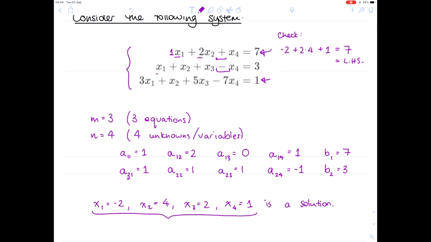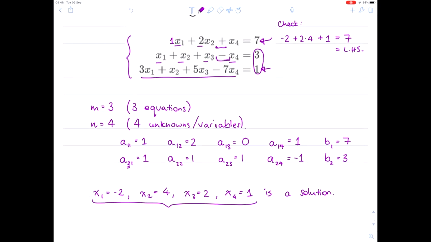And if you plug these numbers in again in our second equation and our third equation, you should get that each left-hand side equals its corresponding right-hand side. You can also check that another solution to this is x1 is equal to minus 12, x2 is equal to 11, x3 is equal to 1, and x4 is equal to minus 3. And you should check that for yourself by substituting in.